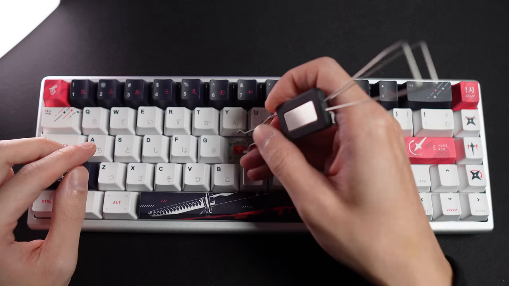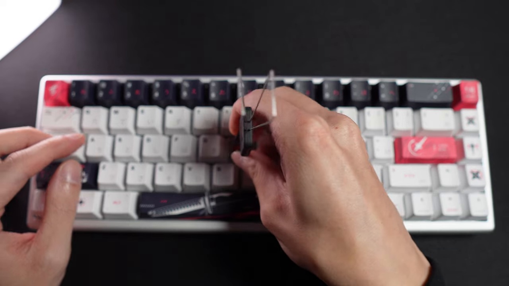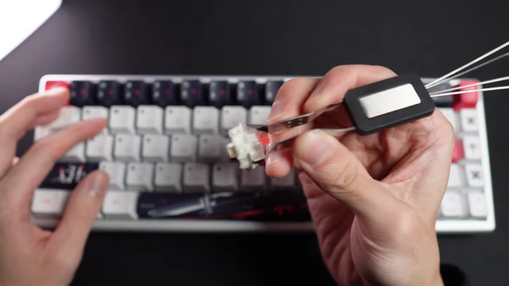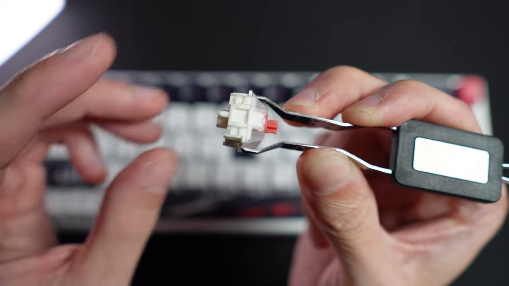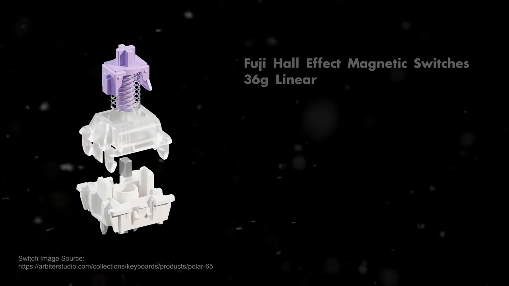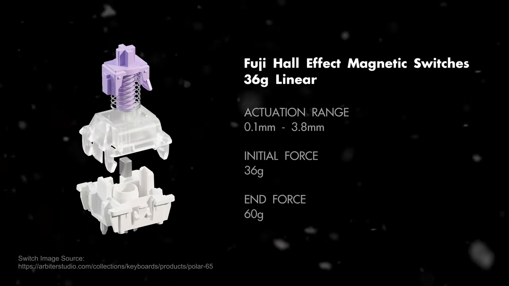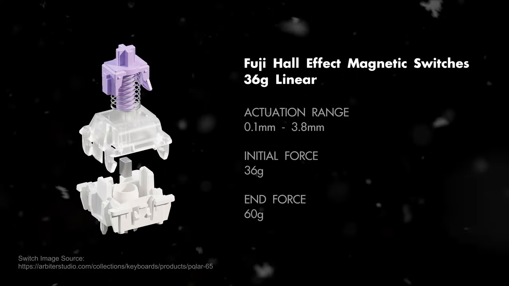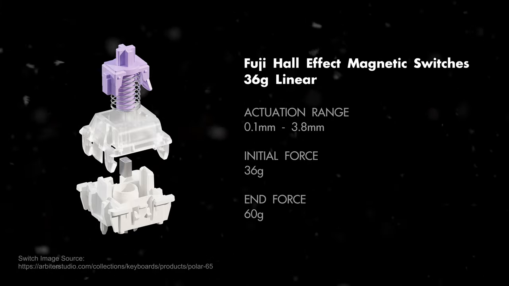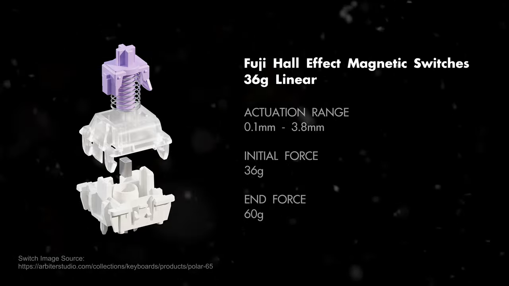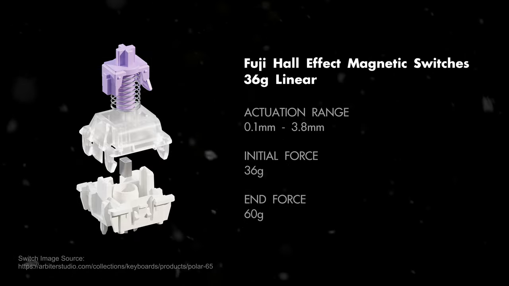The Polar 65 being a Hall Effect keyboard makes use of magnetic switches, and these are hot swappable, but just make sure that the switches you get are compatible with this keyboard. Switch-wise, for the standard Polar 65, it comes with Fuji Hall Effect magnetic switches that are 36g linears. Actuation range is 0.1 to 3.8mm. Initial force of 36g and the end force of 60g.